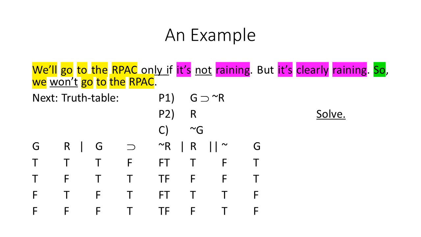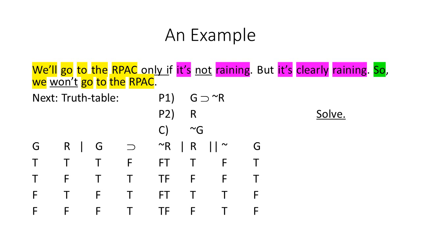So this is what you should come up with. Let's start with the conclusion. We have that tilde G, right? So we're just going to flip the truth values, from true, true, false, false to false, false, true, true. Second premise, we didn't have to do anything to.